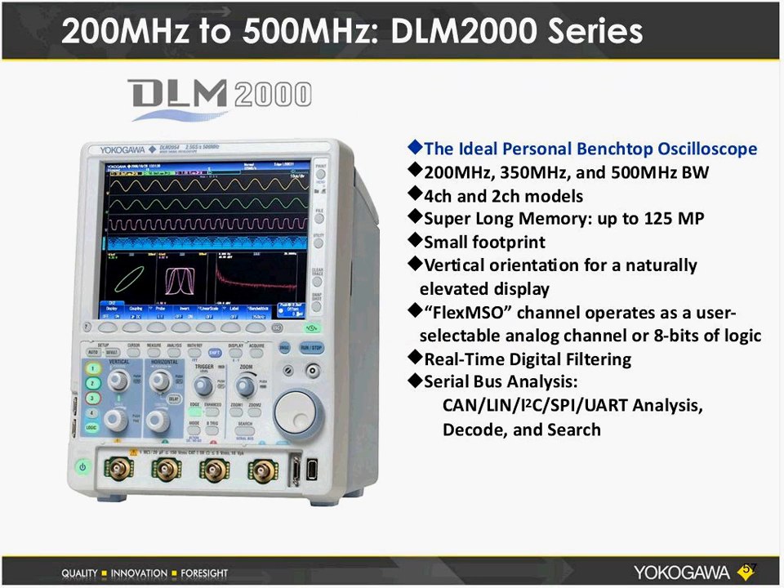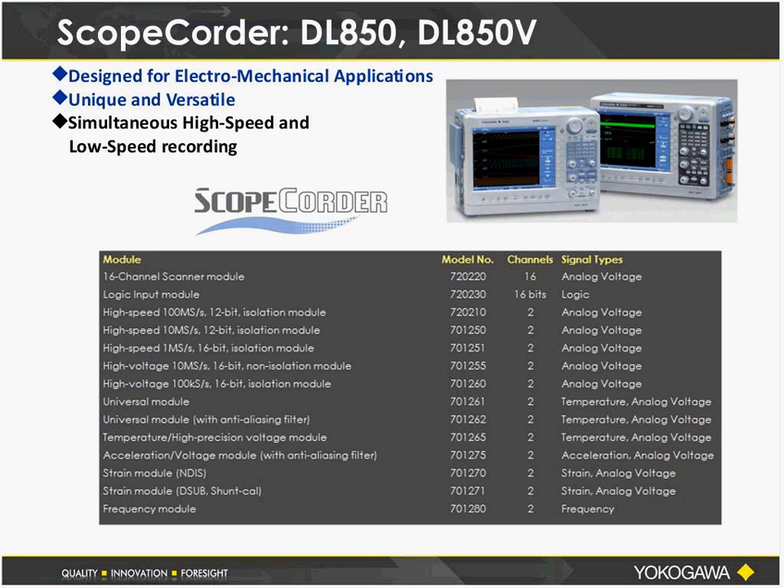And then this is our compact, low-cost, high-performance benchtop model called the DLM2000, which has something called a flex MSO channel. What that allows you to do is convert the fourth channel to 8 bits of logic input when you need it, or if you don't need it, it becomes an analog input. So basically, for the price of a DSO, you have an 8-bit MSO. It can be 3 plus 8 or 4 plus 0, your choice. It is available in 200, 350, and 500 megahertz flavors.